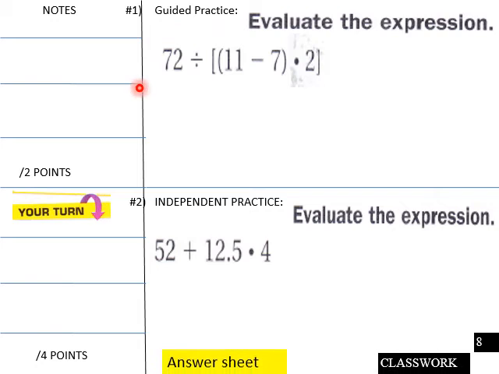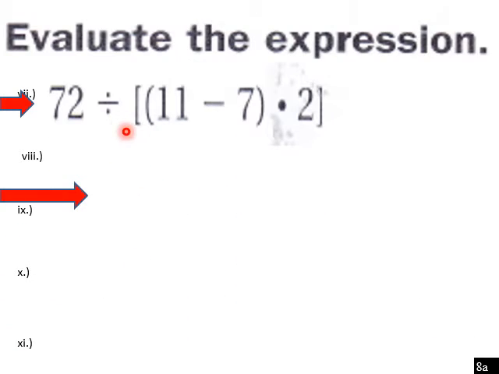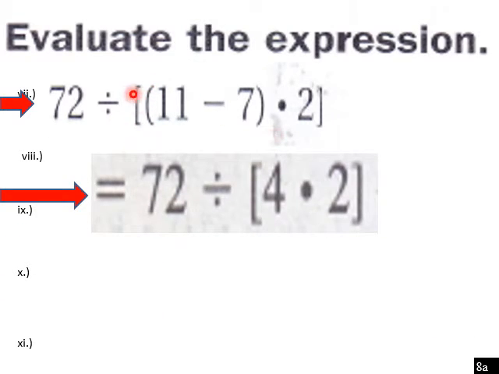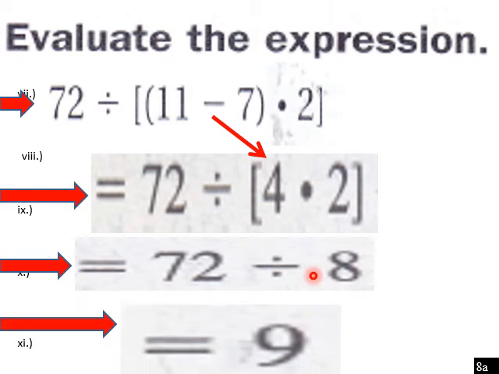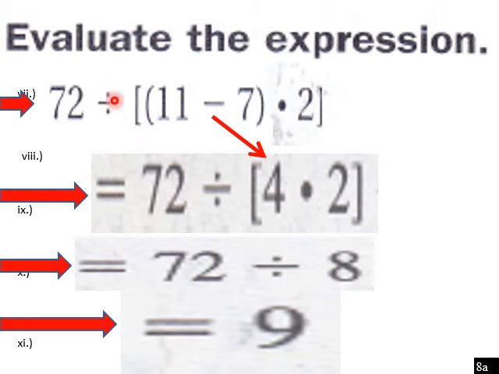Into our first guided practice here. Evaluate the expression. We'll do this one in class. Students, this is you. And this is your independent practice. Pay attention. You know how to do that. So this is the expression. So what do we do first? Inside our grouping symbols here, we have a bracket here, but this is the inner parentheses here. So first we do this subtraction. 11 minus 7 is 4. And then 4 times 2, and then 72 divided by this quantity here, which is 8. What's 72 divided by 8? It would be 9.